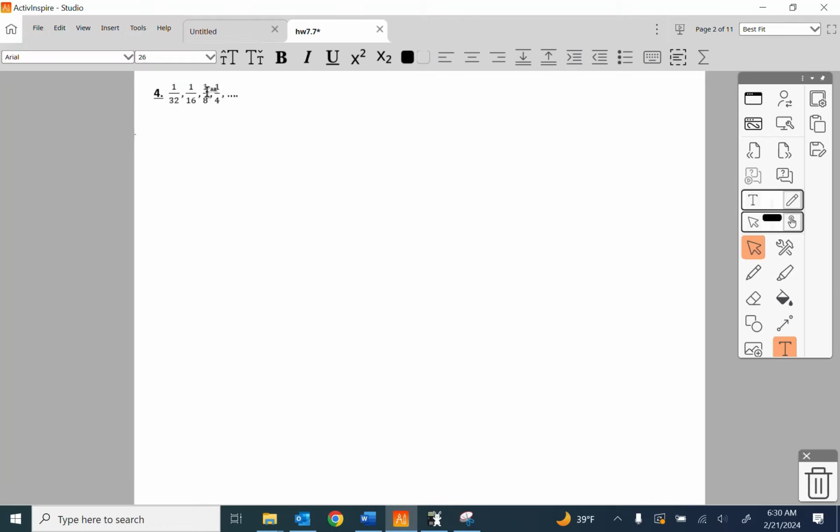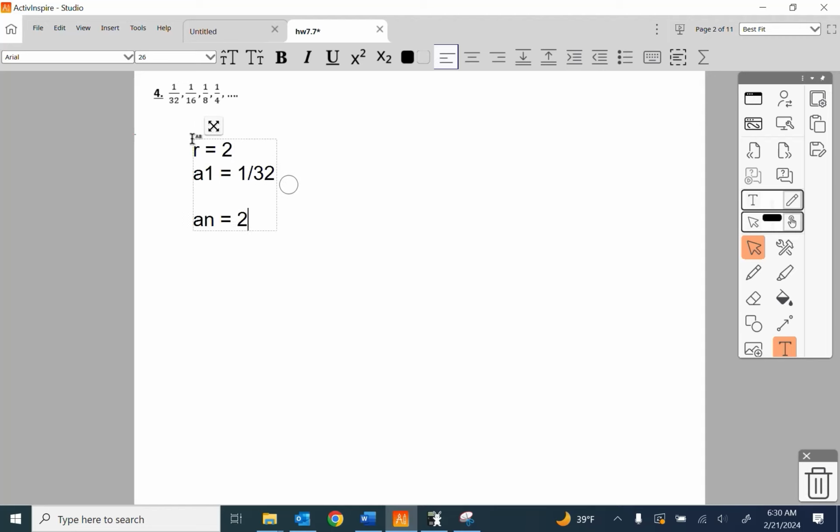It's 2. I said a half. It's 2. Apparently I stink too. But yes, that's what's happening. We're actually doubling the fraction. It's actually getting bigger and bigger and bigger. So your ratio here is 2. Your first term is 1/32. And it's time to write a rule.